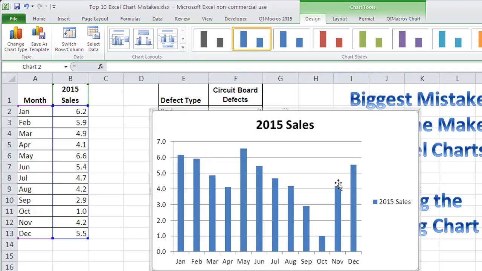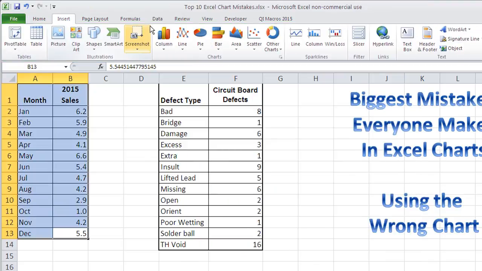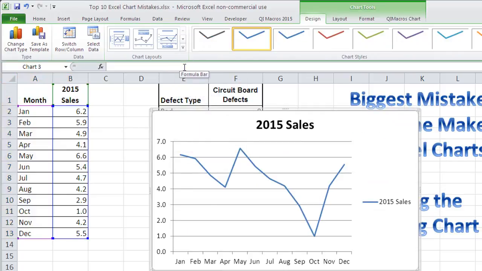Now the column chart really is not the ideal presentation vehicle for time series data. You should really use a line chart. So that's really the wrong chart for this. Instead, let's use a line chart. All right, so now we can see the variability. We can really see it more clearly. Line charts are really designed for time series data.